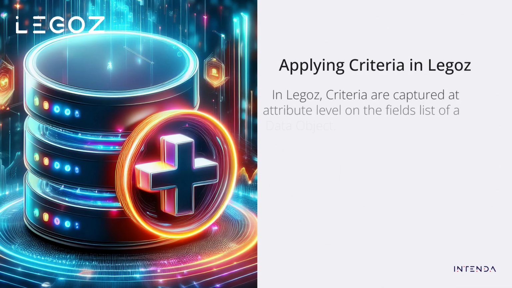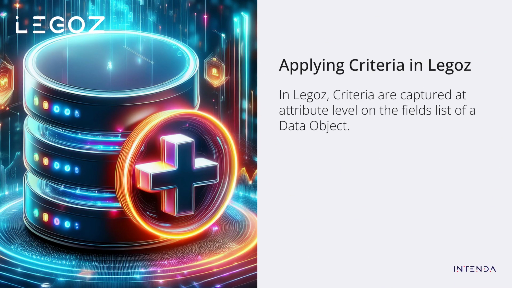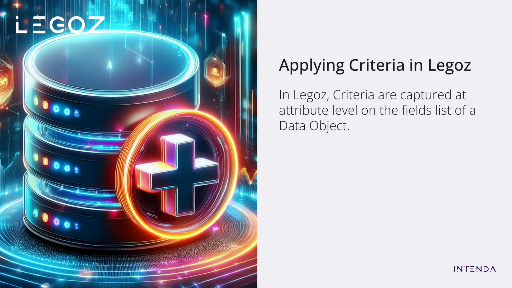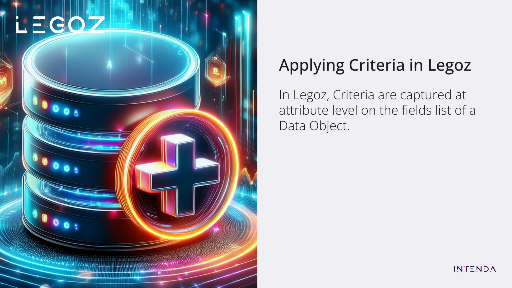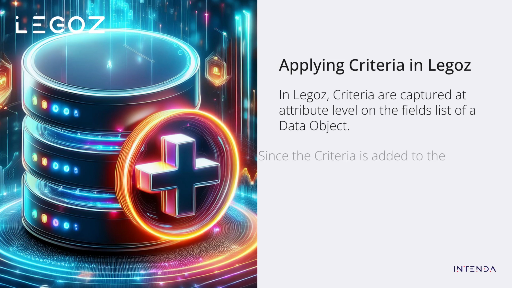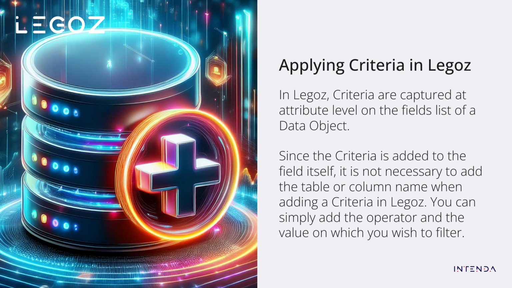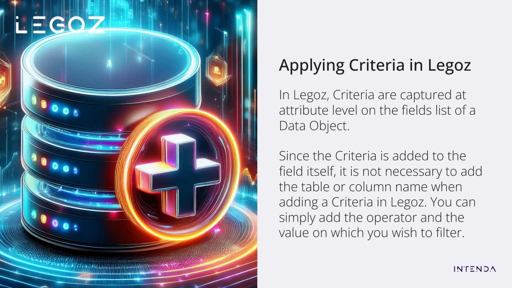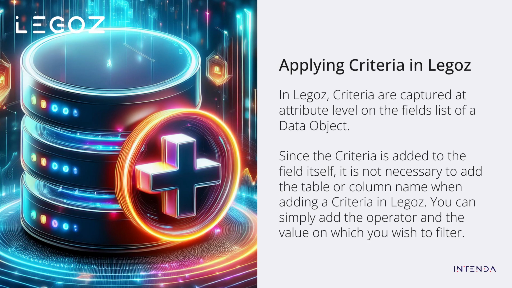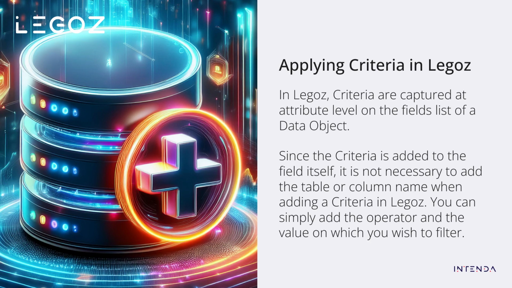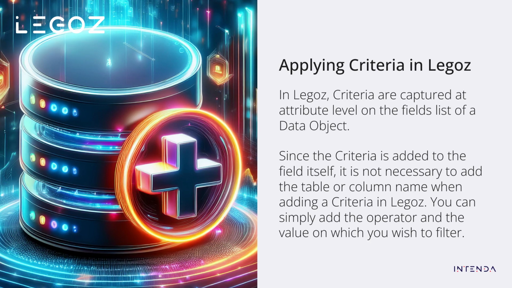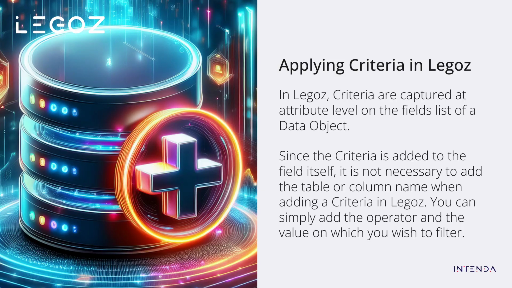Legoz offers the same capabilities for adding criteria to data object attributes through the provision of a criteria field at attribute level on the fields list of objects in the object builder. Since the criteria is added to the field itself, it is not necessary to add the table or column name to the query when adding a criteria in Legoz. You can simply add the operator and the value on which you wish to filter.